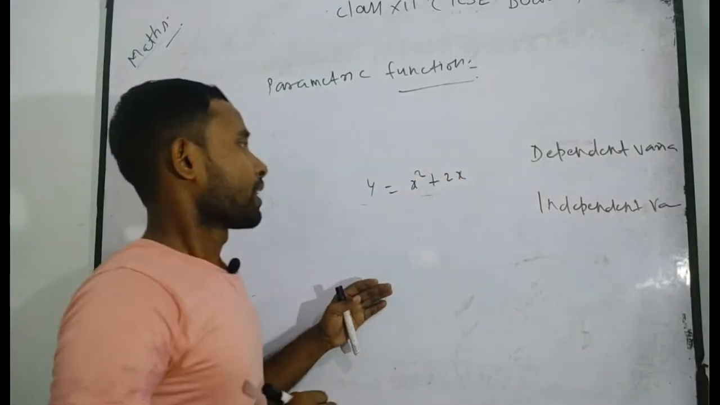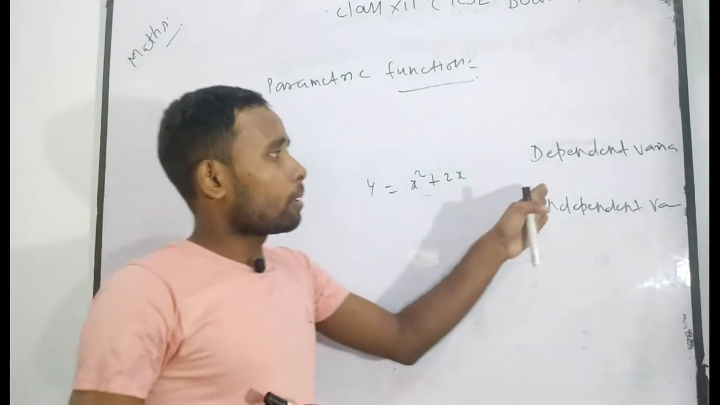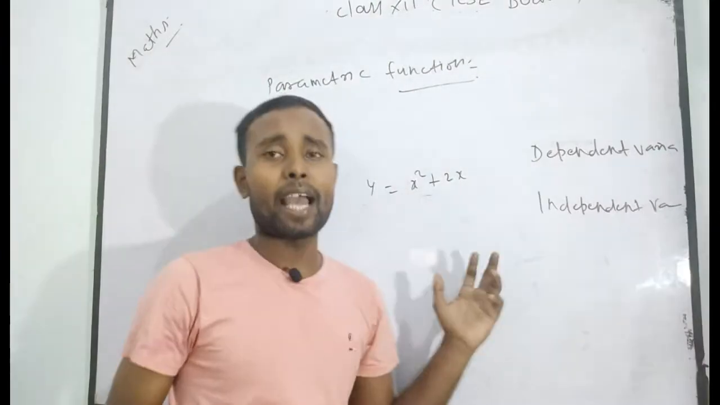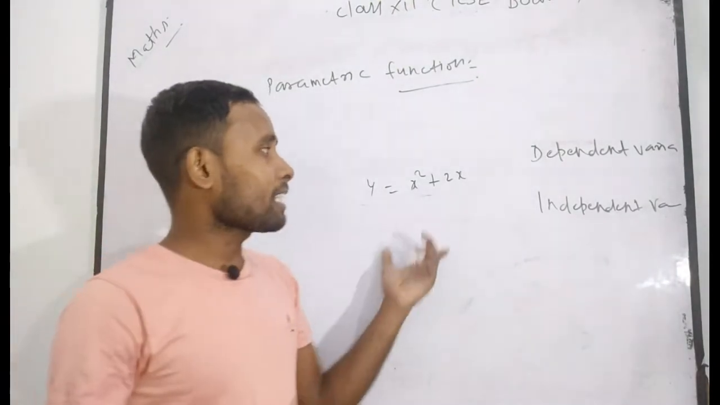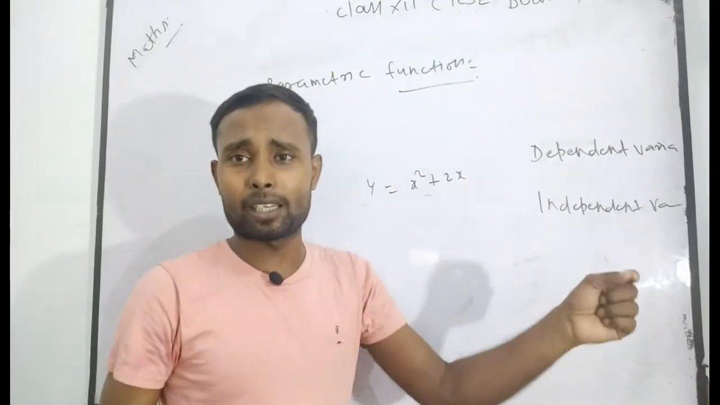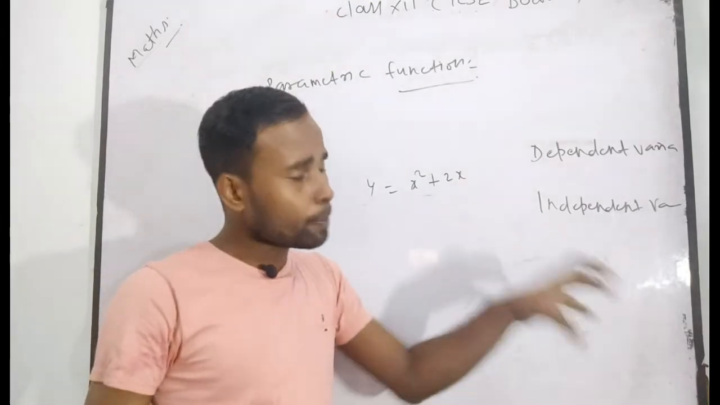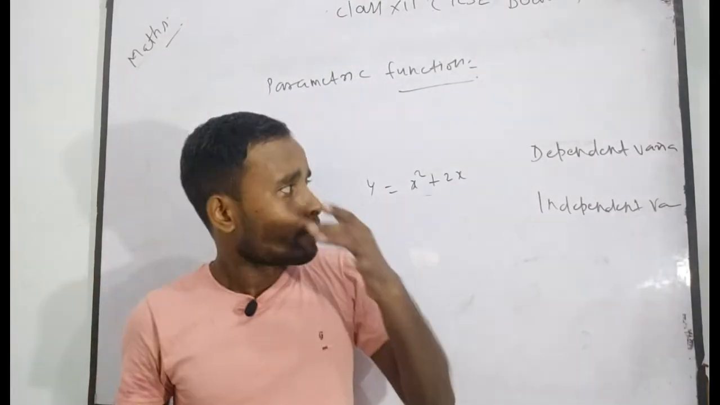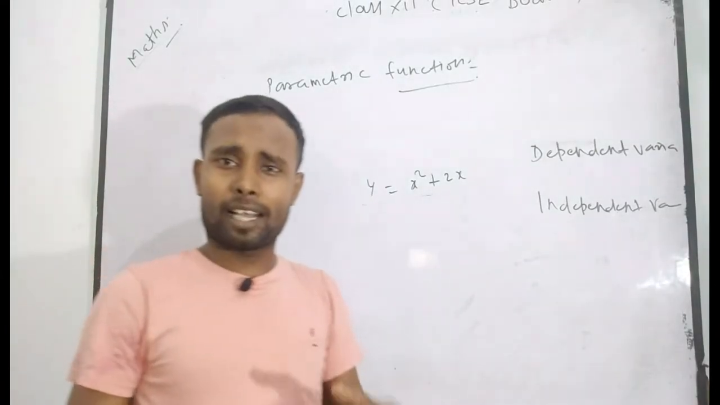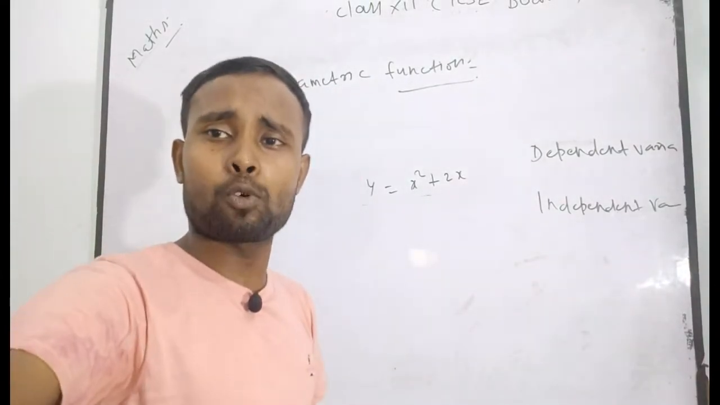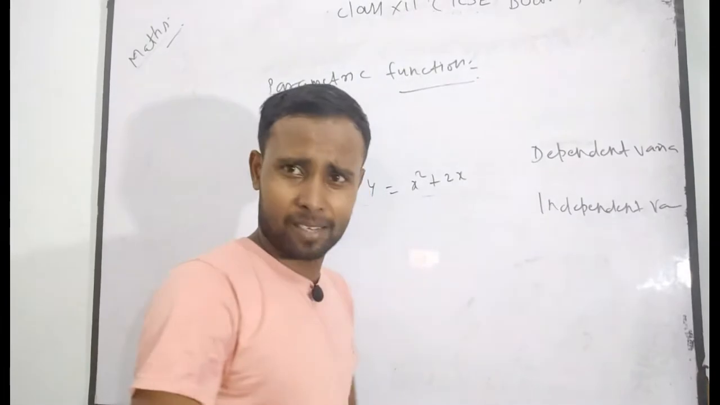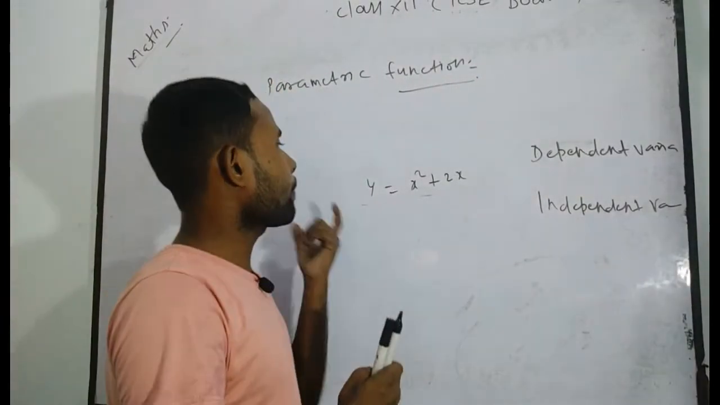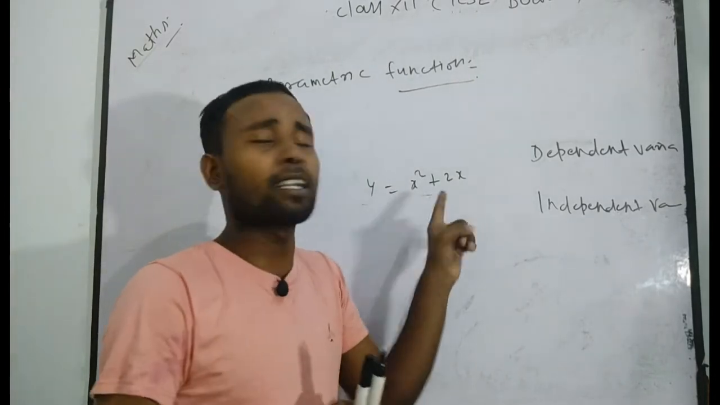Independent variable. What is the meaning of dependent variable and independent variable? In the normal way, when you learn higher-class mathematics, it is properly mentioned that x is the dependent variable and y is the independent variable. But up to 12th class, if there is no mention of dependent and independent, in a general way we suppose y is dependent and x is independent variable.